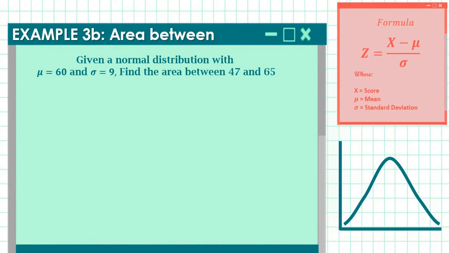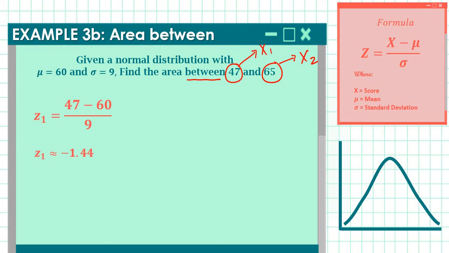Last example for the different areas, or solving for areas given different scenarios. So our mean is 60, sigma is 9. Scores we're looking for are 47 and 65. So again, let this be x sub 1 and this be x sub 2. So solve for z for the first one, that is negative 1.44.